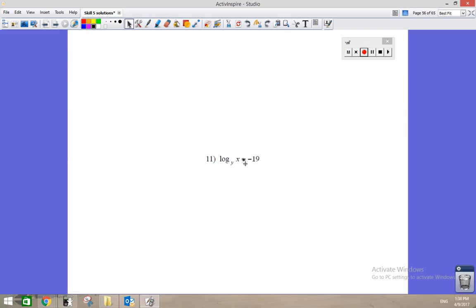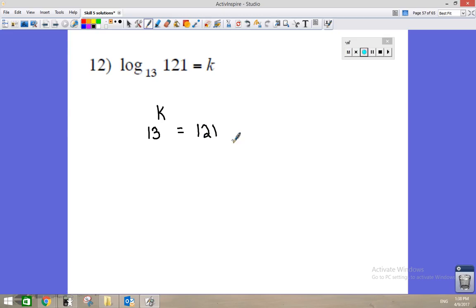Alright. The base here is y. All we know about y is that it has to be positive and not equal to 1. The logarithm is equal to an exponent, so this is y to the negative 19th power, and that's equal to x. Alright. This log form equation can be rewritten as an exponential form equation. The base is 13. Logarithm equals the exponent. 13 to the kth power is equal to 121.